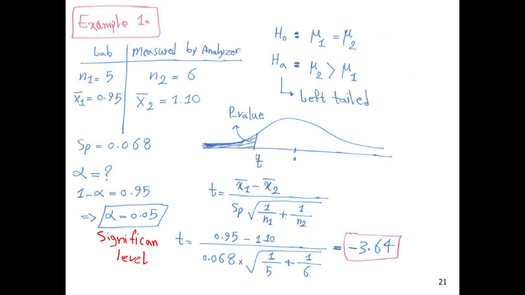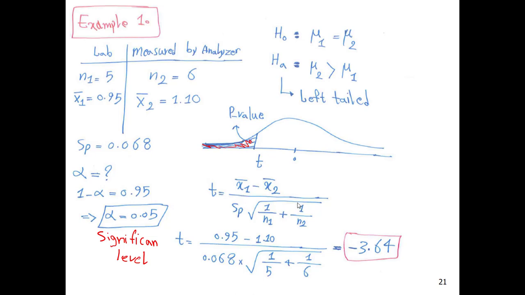So I have to calculate t here. This is my t value here. Okay, so I have to go find my p value, which I will find from the z table. I have to calculate t first. The t is here.